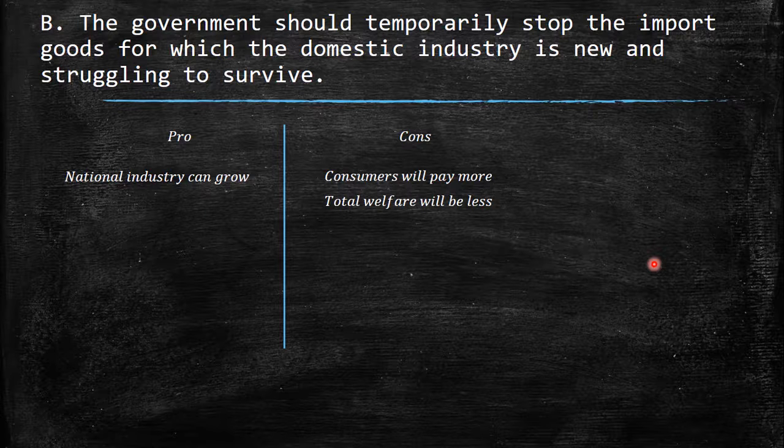So as a con argument, you can think about the total welfare being less, because when you sum up the loss of the consumers compared with the situation when there is free trade, the total welfare, consumer surplus plus producer surplus, will be less than under free trade.